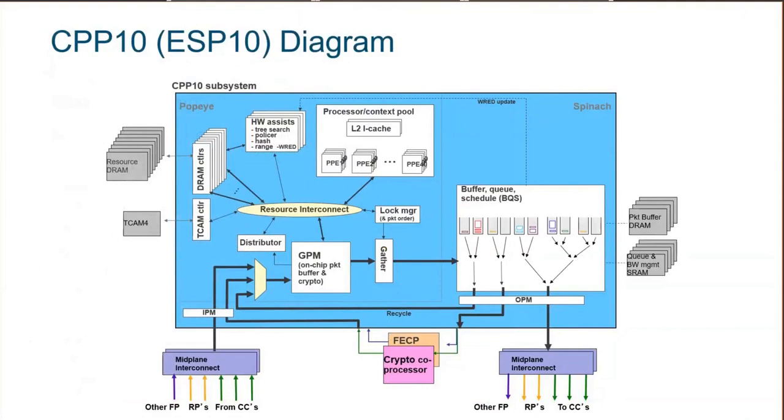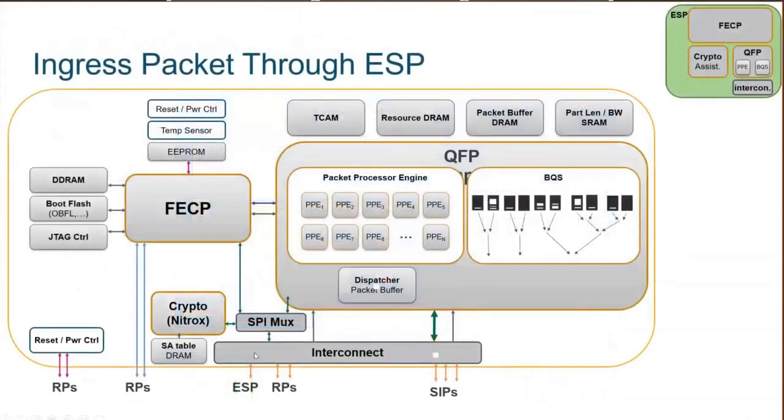So this is the ESP10 diagram. We have mid-plane interconnect to FP, RP, and other SIP modules. Once a packet traverses, this is the ESP. The packet usually is received from the SIP. It will be put into the packet buffer, into the packet processor engine. Once it is processed, it will be put into packet buffer DRAM. From there, BQS will schedule that packet and send it out to the respective SIP. So let's see the packet flow.